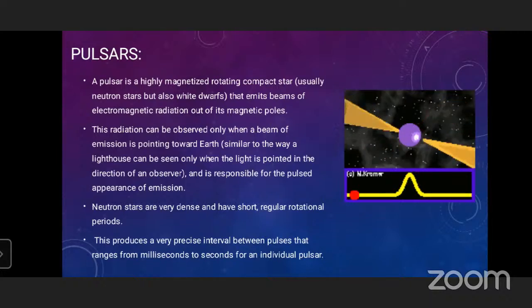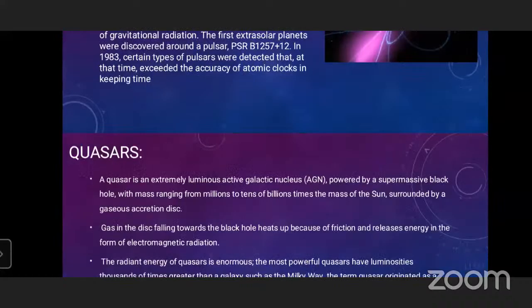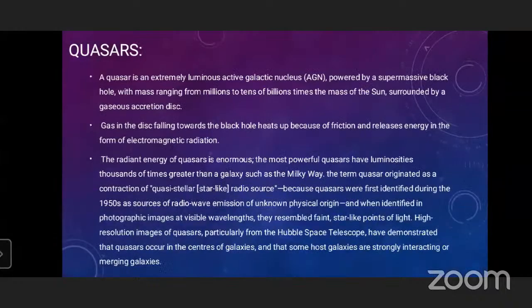Next, about quasars. A quasar is an extremely luminous active galactic nucleus powered by a supermassive black hole with a mass ranging from millions to tens of billions of times the mass of the sun, surrounded by a gaseous accretion disk. This is a structure powered by a supermassive black hole. The radiant energy of quasars is enormous. The most powerful quasars are thousands of times more luminous than galaxies such as the Milky Way. More than a million quasars have been found, with the nearest known about 600 million light years away from the Earth.